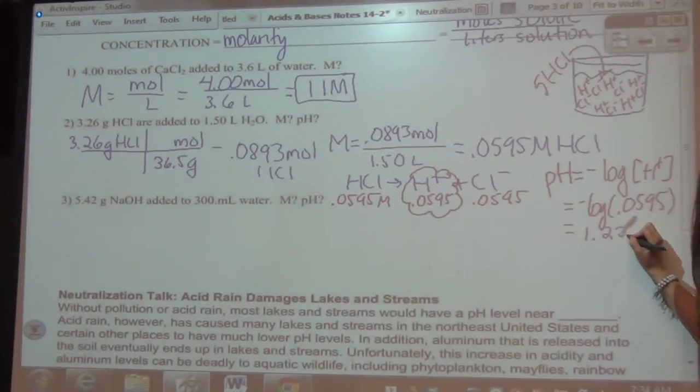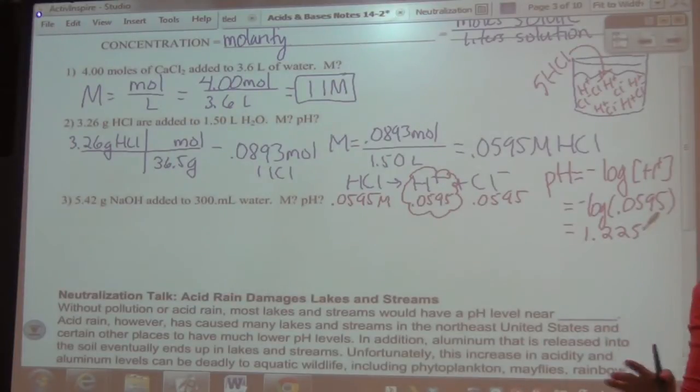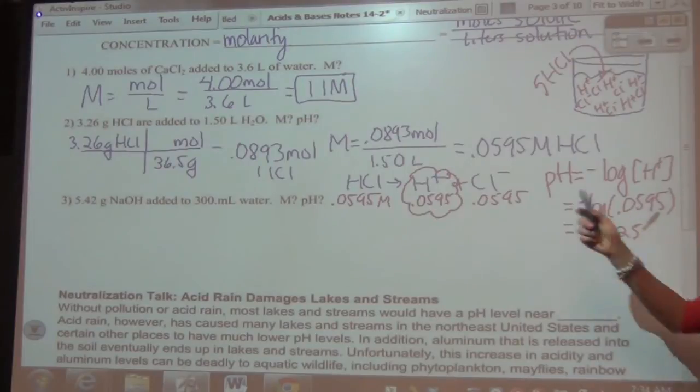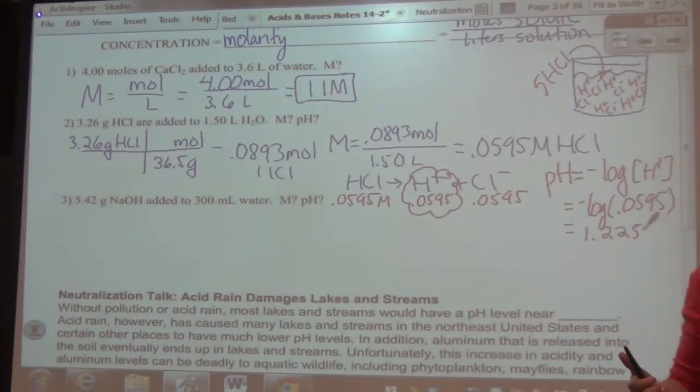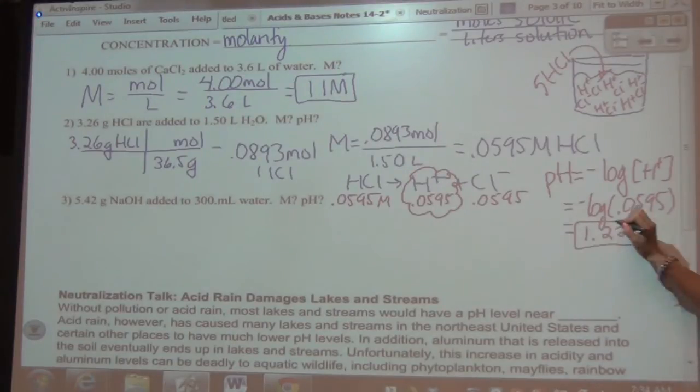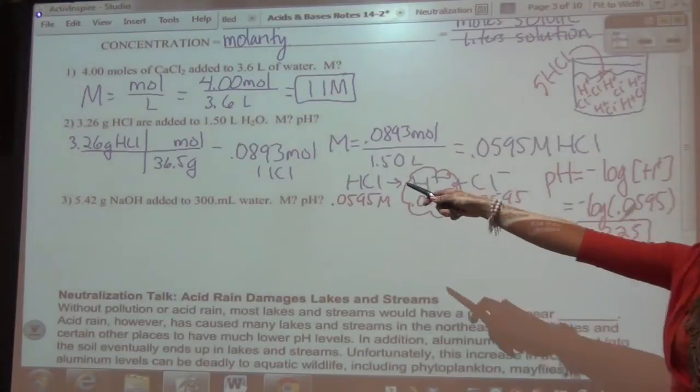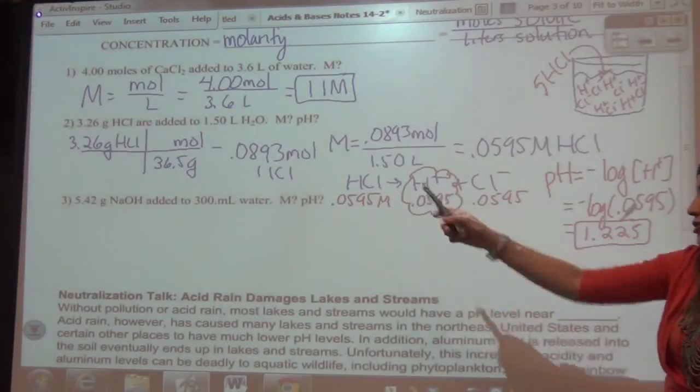225. Good. You have to have 3 numbers because that's 3 sig figs. So you have to have 3 after the decimal. The one before the decimal does not count. Again, that's only for pH and pOH. Molarity, like we were doing here, is the same as our old rules. Good? So let's do this last one. So our answer would be 1.225, which we would expect it to be acidic because it's a hydrochloric acid.